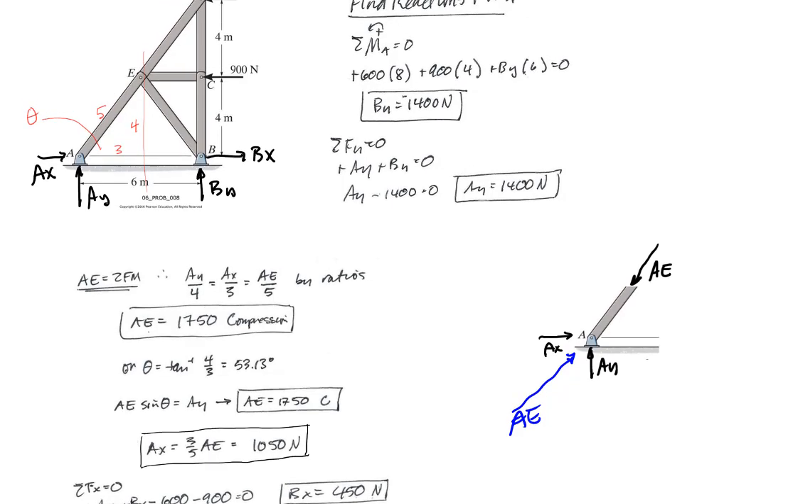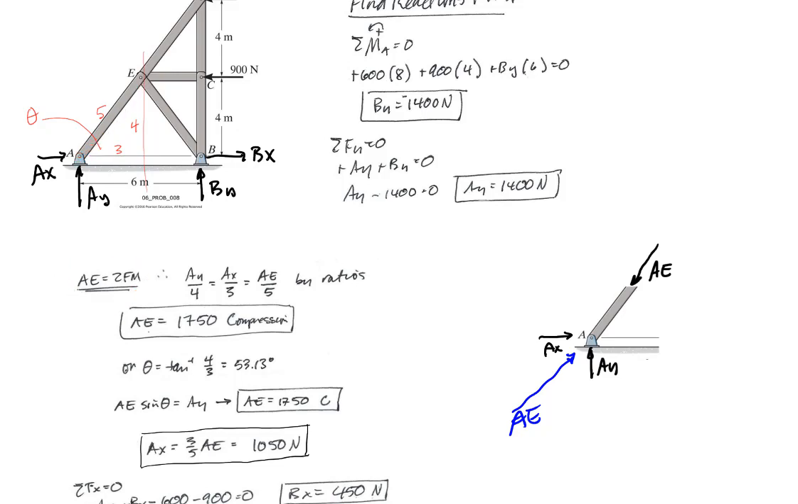So let's look at the geometry. If I were to look here, this is 6 meters on this side and 4 meters on that side. If I can cut this in half, we could say that this is a 3, 4, 5 triangle. Therefore, again, we know that AE is a two-force member.